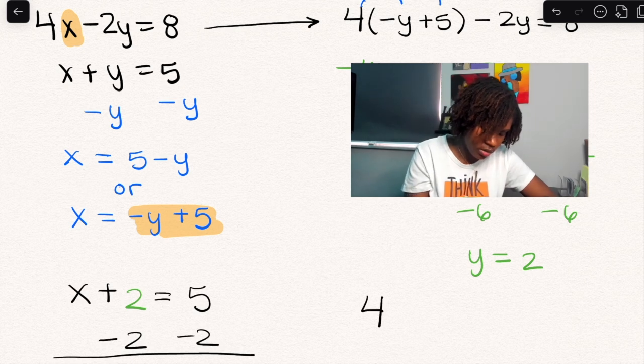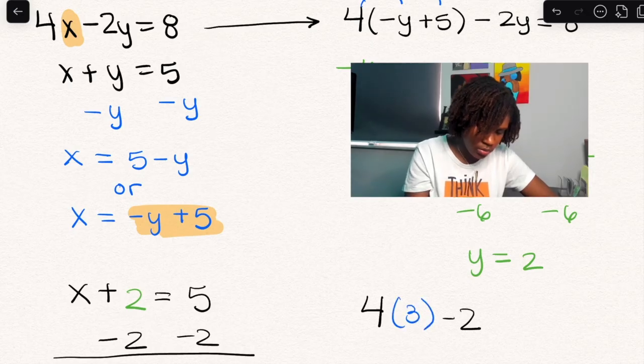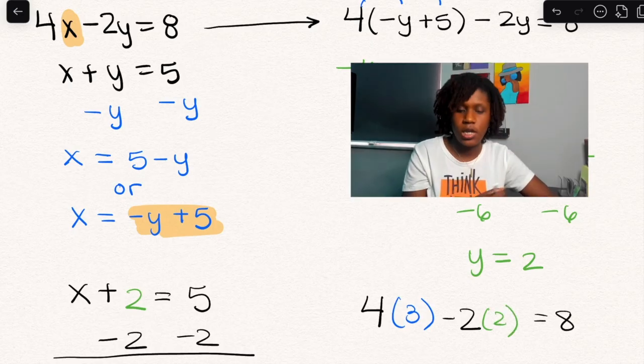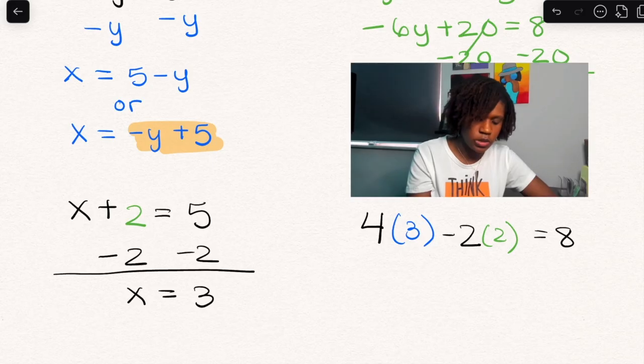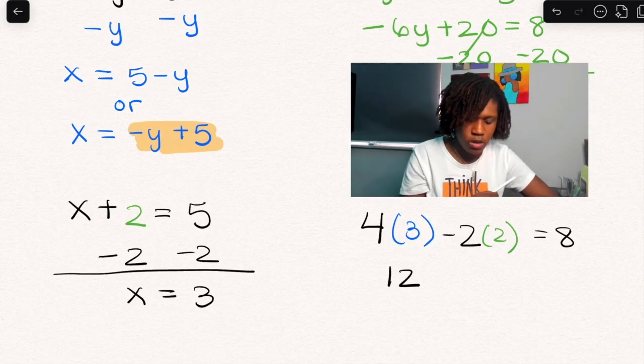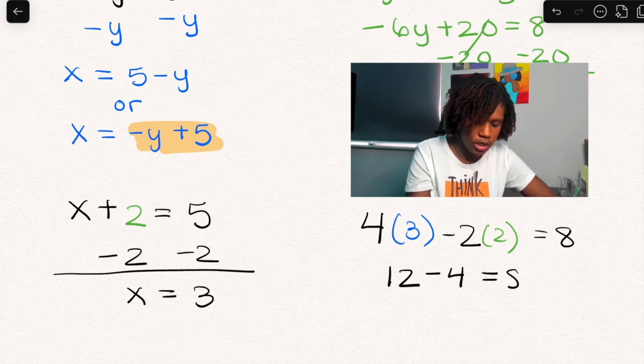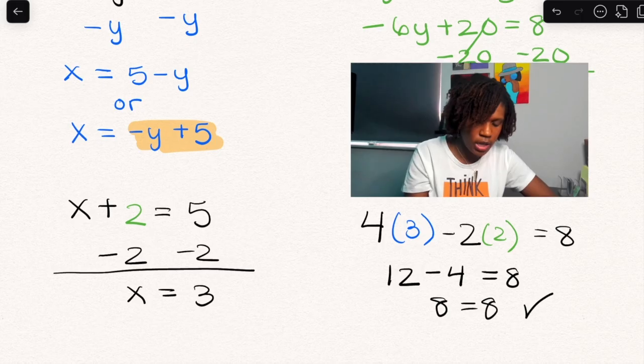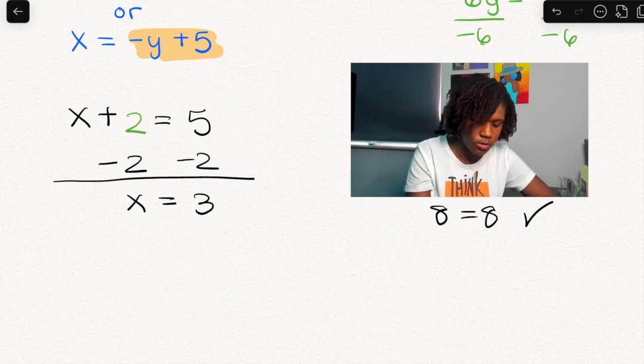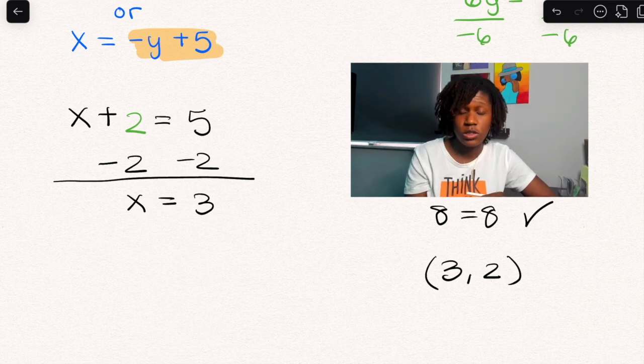So 4 times 3 minus 2 times 2 is equal to 8. 4 times 3 is 12. 2 times 2 is 4. So 12 minus 4 is equal to 8. 8 is equal to 8. That is a true statement. So I can finalize my coordinates x comma y, 3 comma 2. We've solved the system of equations.